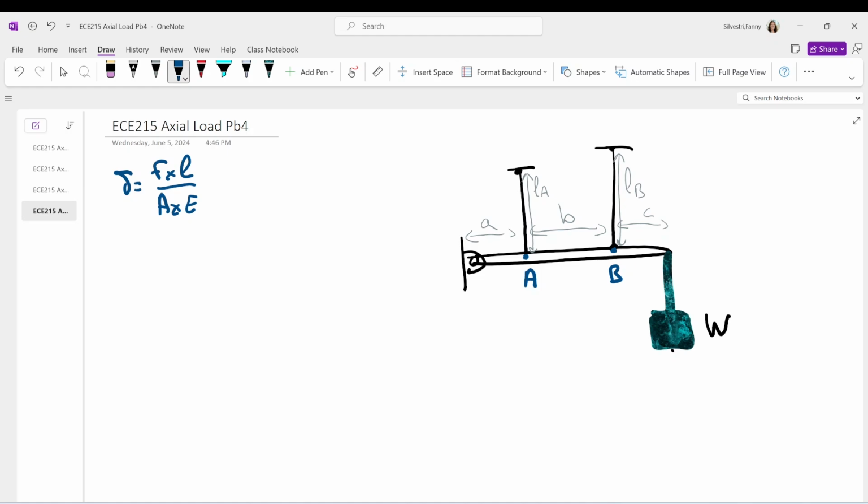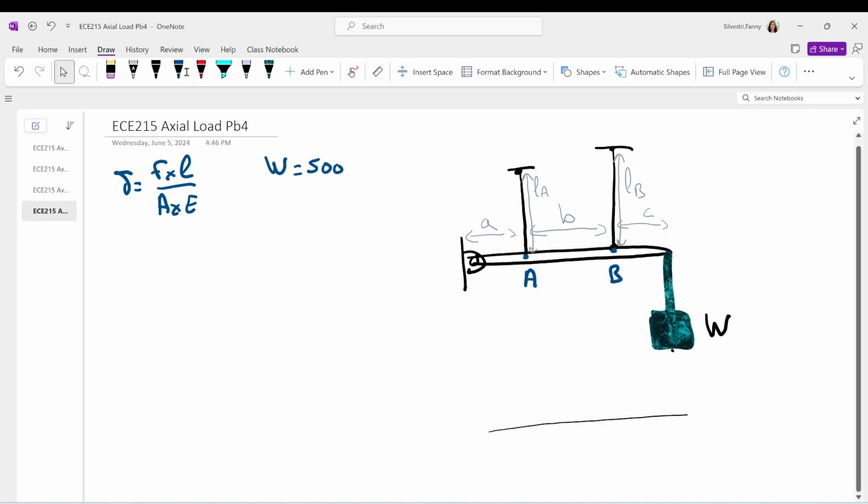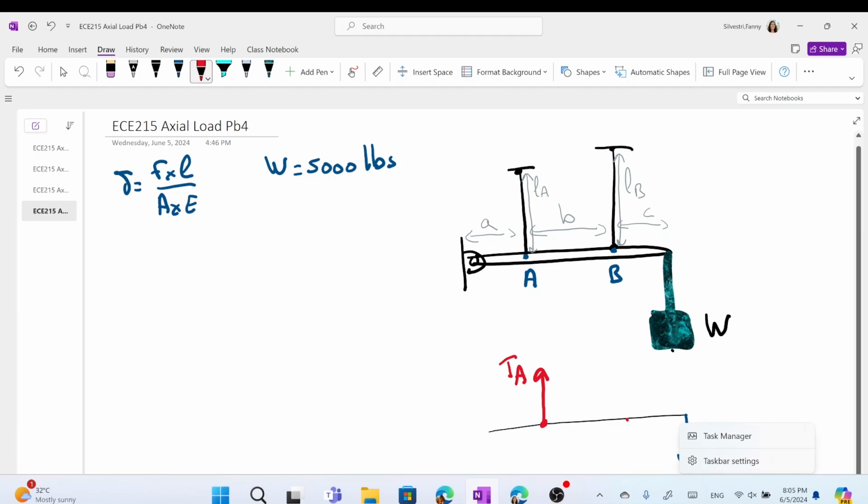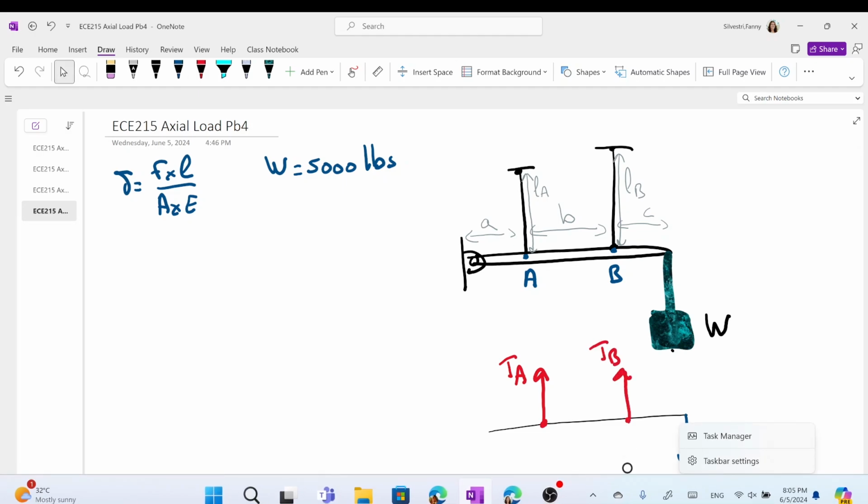So in this example, let's start with the free body diagram. If we do the free body diagram of this example, we have the beam like this. We have a force, so we know W. Let's say W equals 5,000 pounds, going down. We have two cables, so we have a cable at A. I will call that force TA. One force is at B, TB.